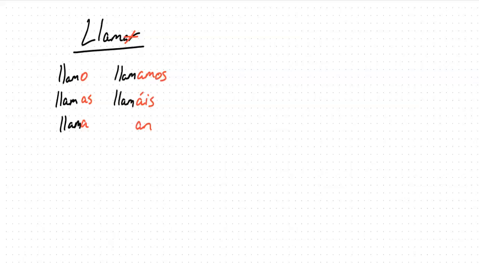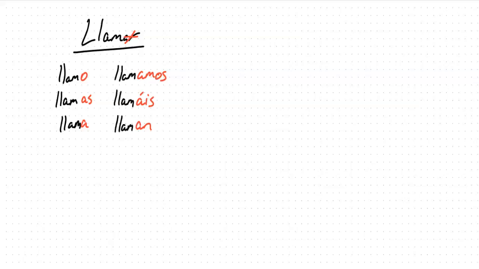It follows the rules. So if it follows the rules, then my conjugations are going to be o, as, a, amos, áis with an accent, and an. But because we cut off the 2 letters, that doesn't mean we ignore the rest of the word. The whole word is going to be llamo, llamas, llama, llamamos, llamáis, and llaman.